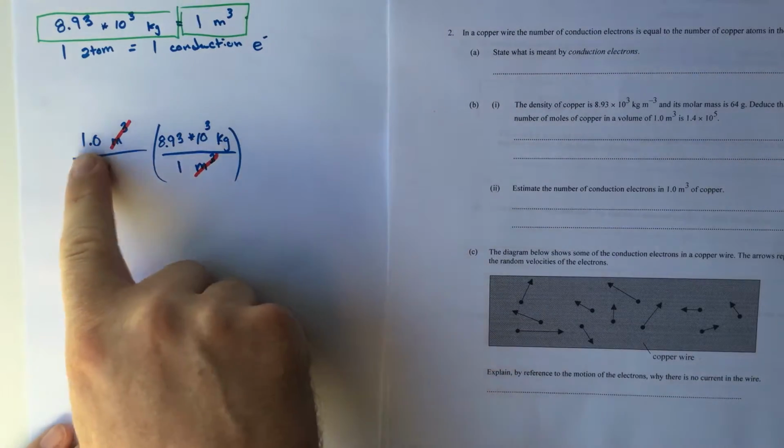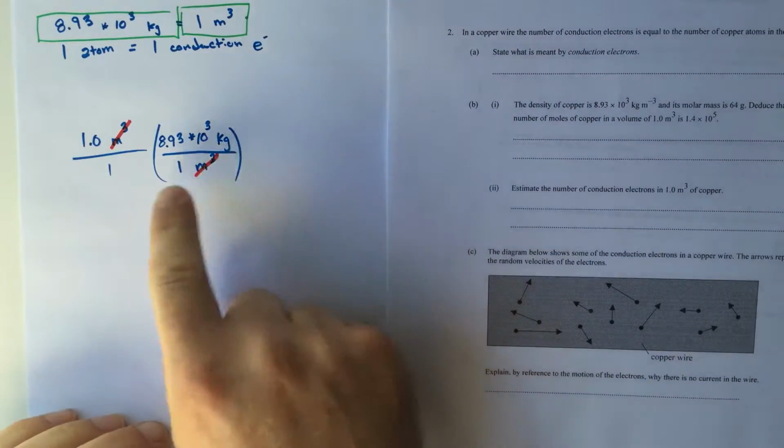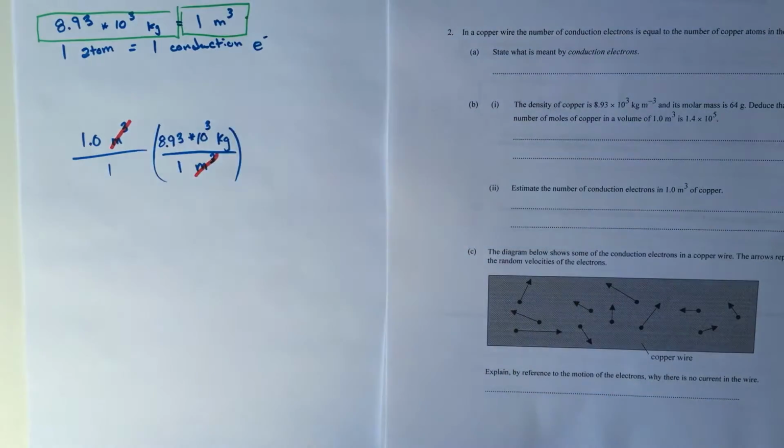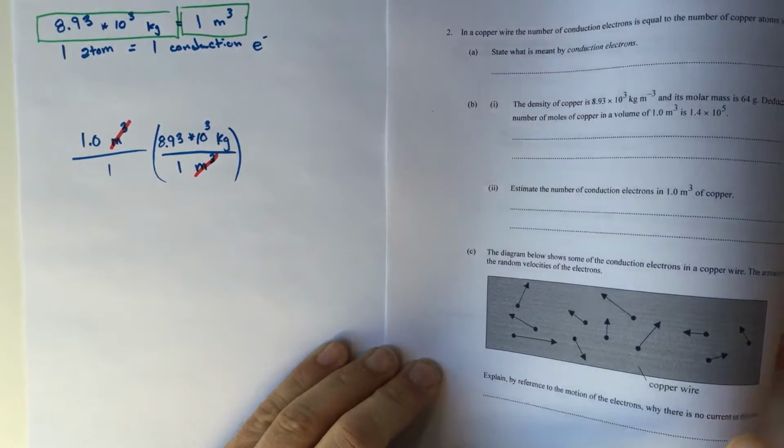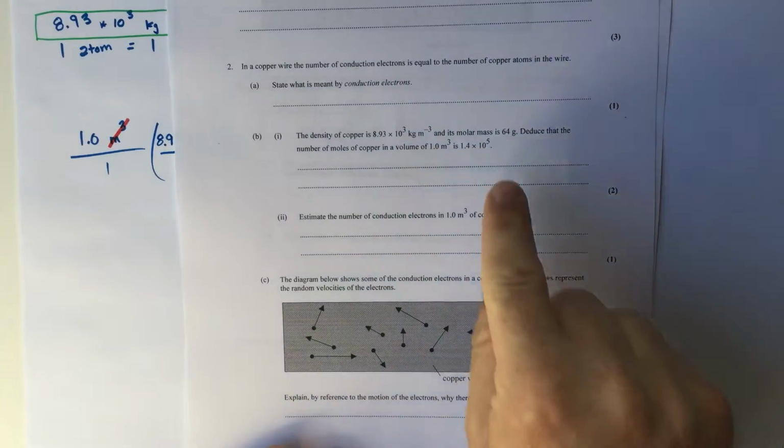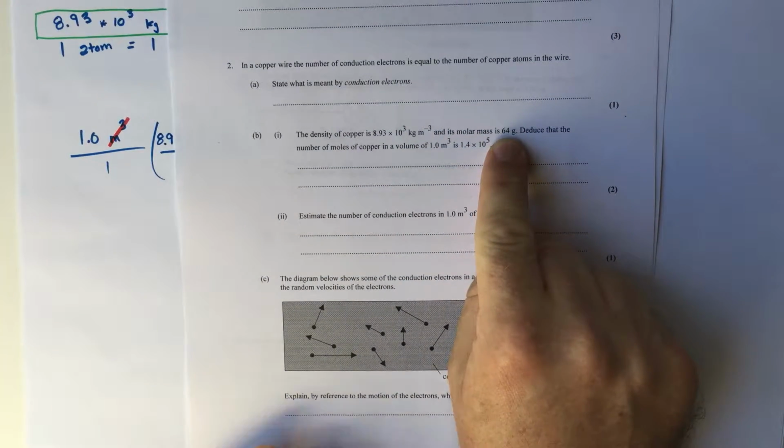And right now I'd be in units of only kilograms. So I've gone from a volume, now I'm in a mass. And next, I want to get towards moles. Well, they give me a relationship here that says its molar mass, the molar mass of copper is 64 grams.